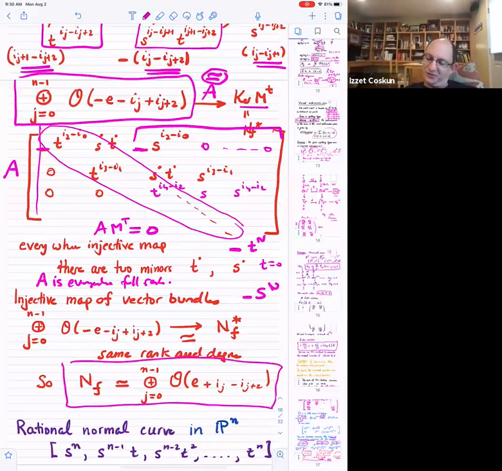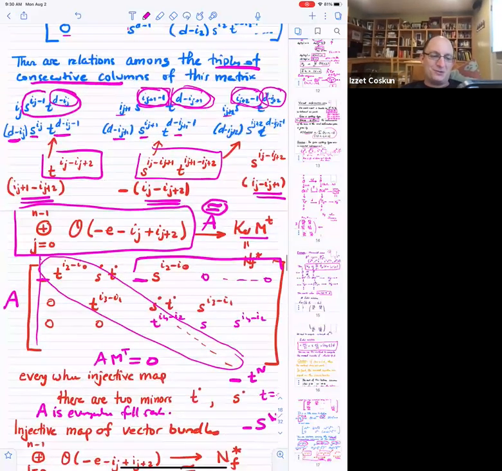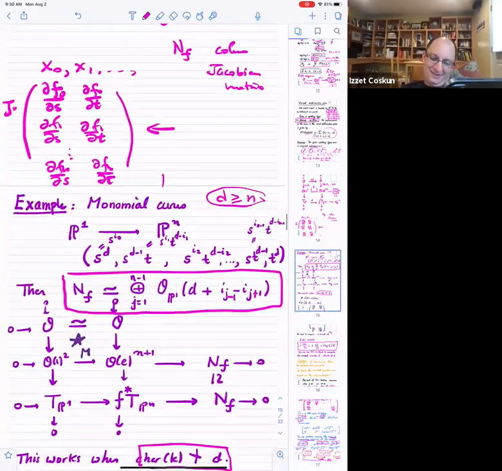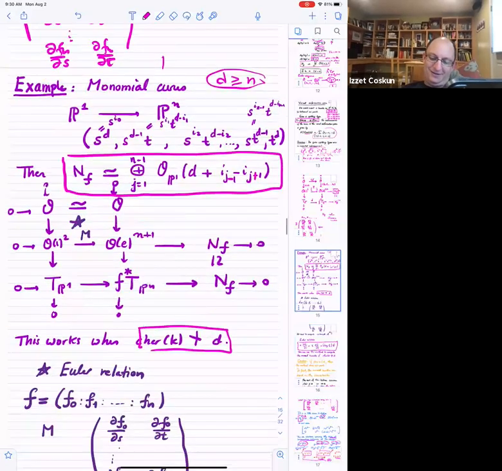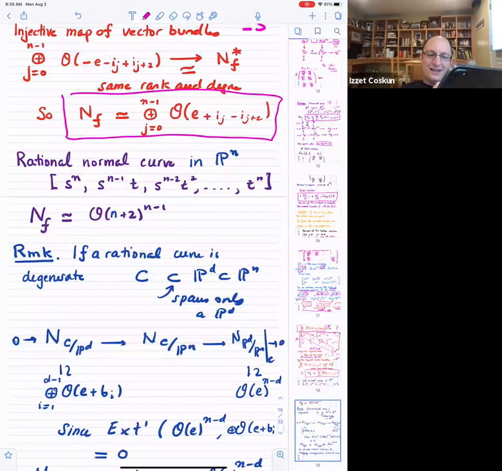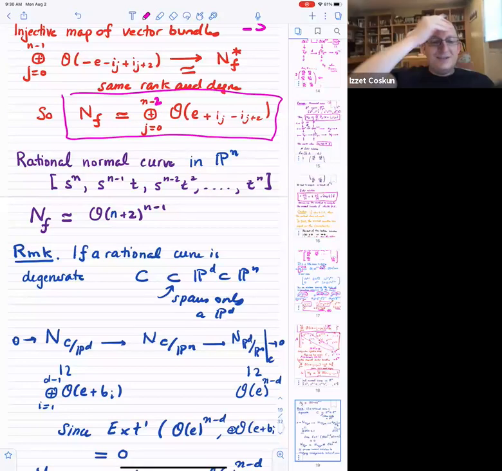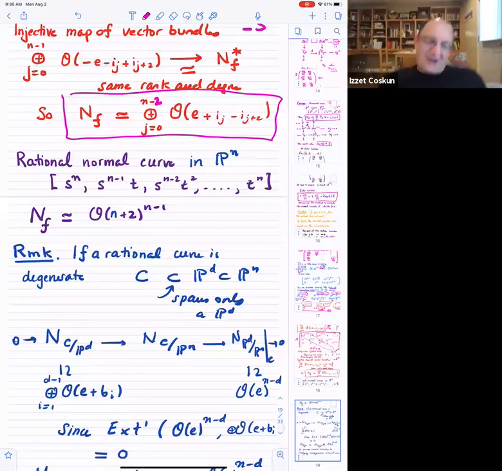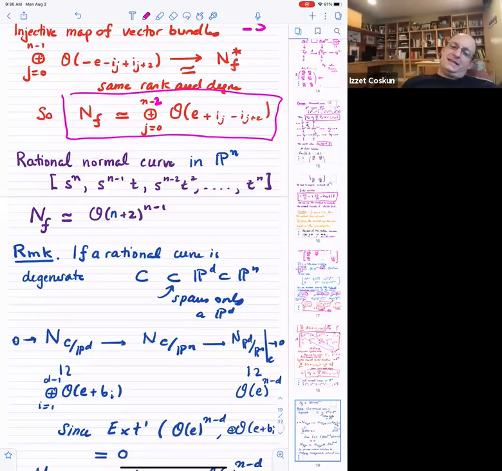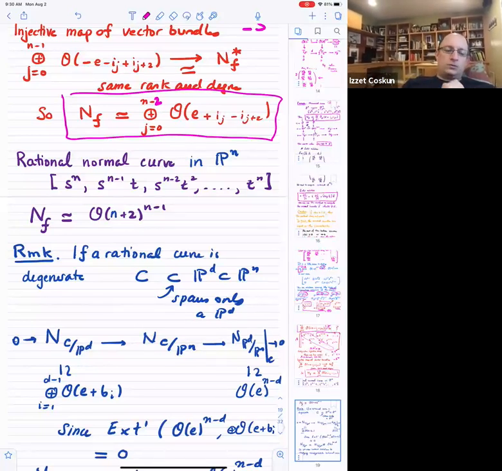Here I think I wrote it right. That's i_j minus i_j plus 2. Before, I think I'd written it wrong. Here I wrote this correctly, and I go from j equals 0 to n minus 2. All right, I never wrote it right, but close enough. Okay, so in particular, this computes for you the normal bundle of these monomial curves.